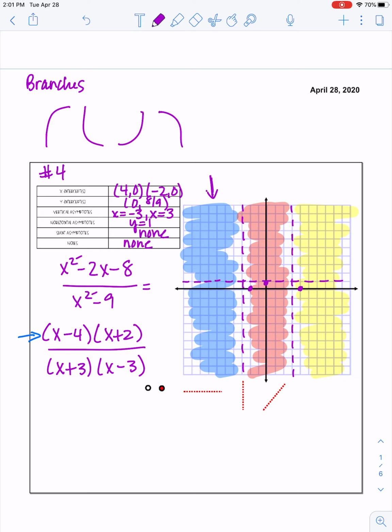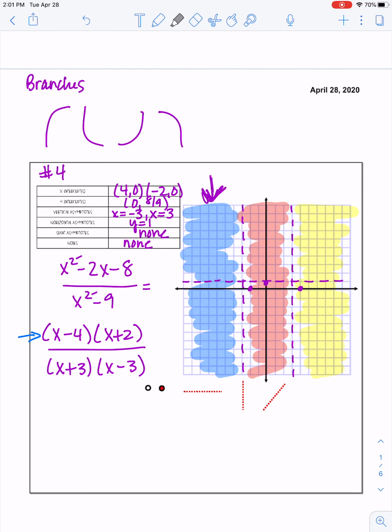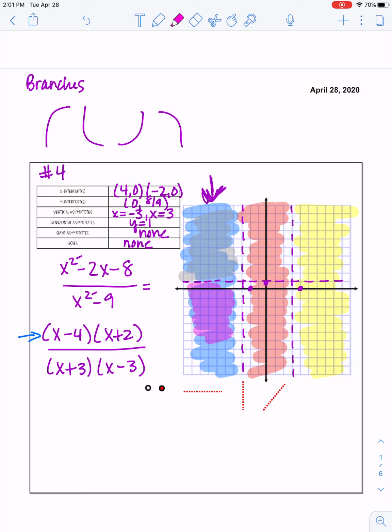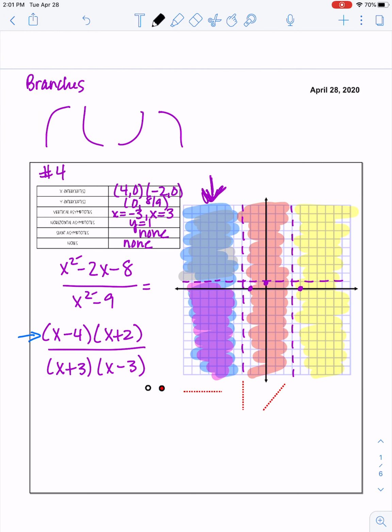When I look at this piece here, in that blue piece, I have this piece here on the top, and then I have this piece here on the bottom. So I need to draw a branch that will approach these asymptotes, right? So either my branch is going to look like this, or my branch is going to look like this. Those are the only two options.